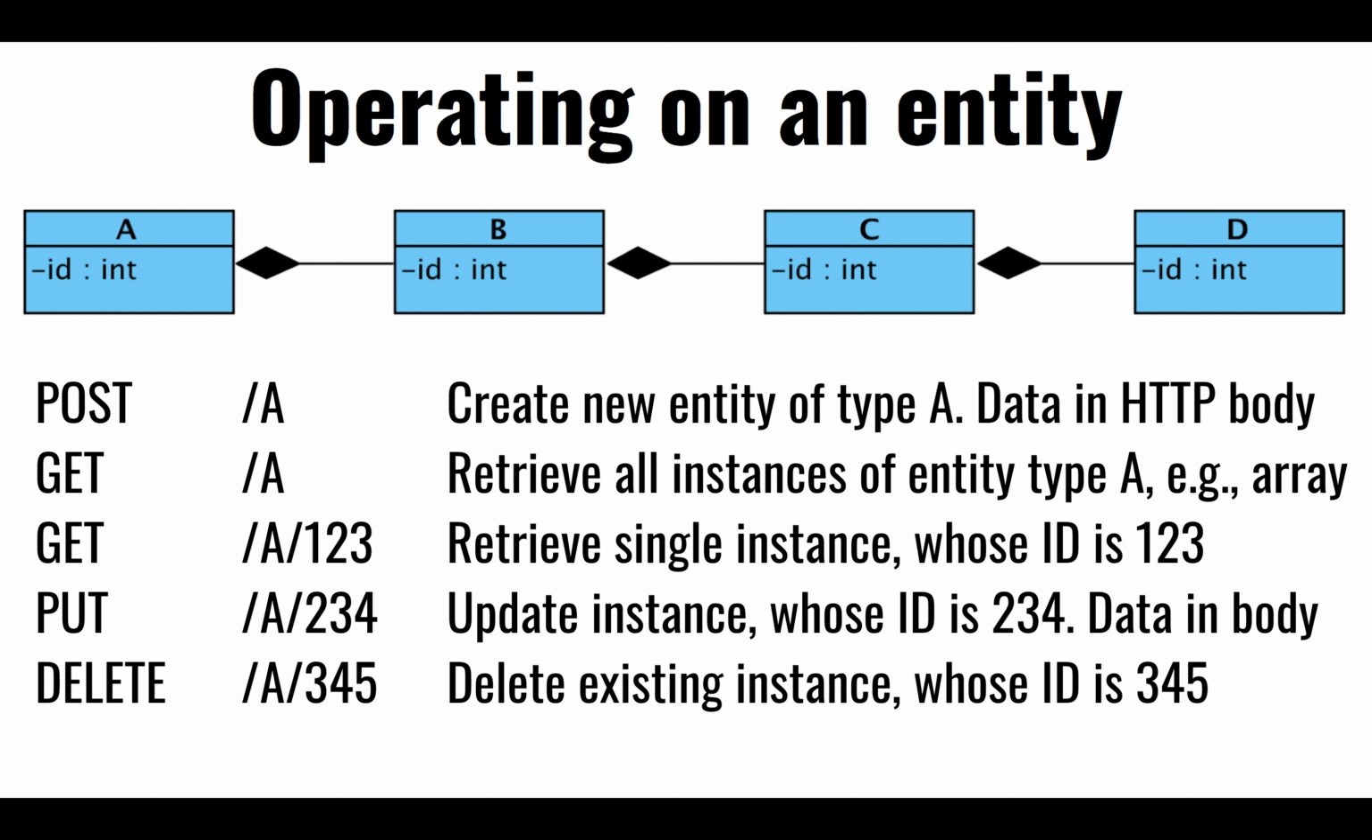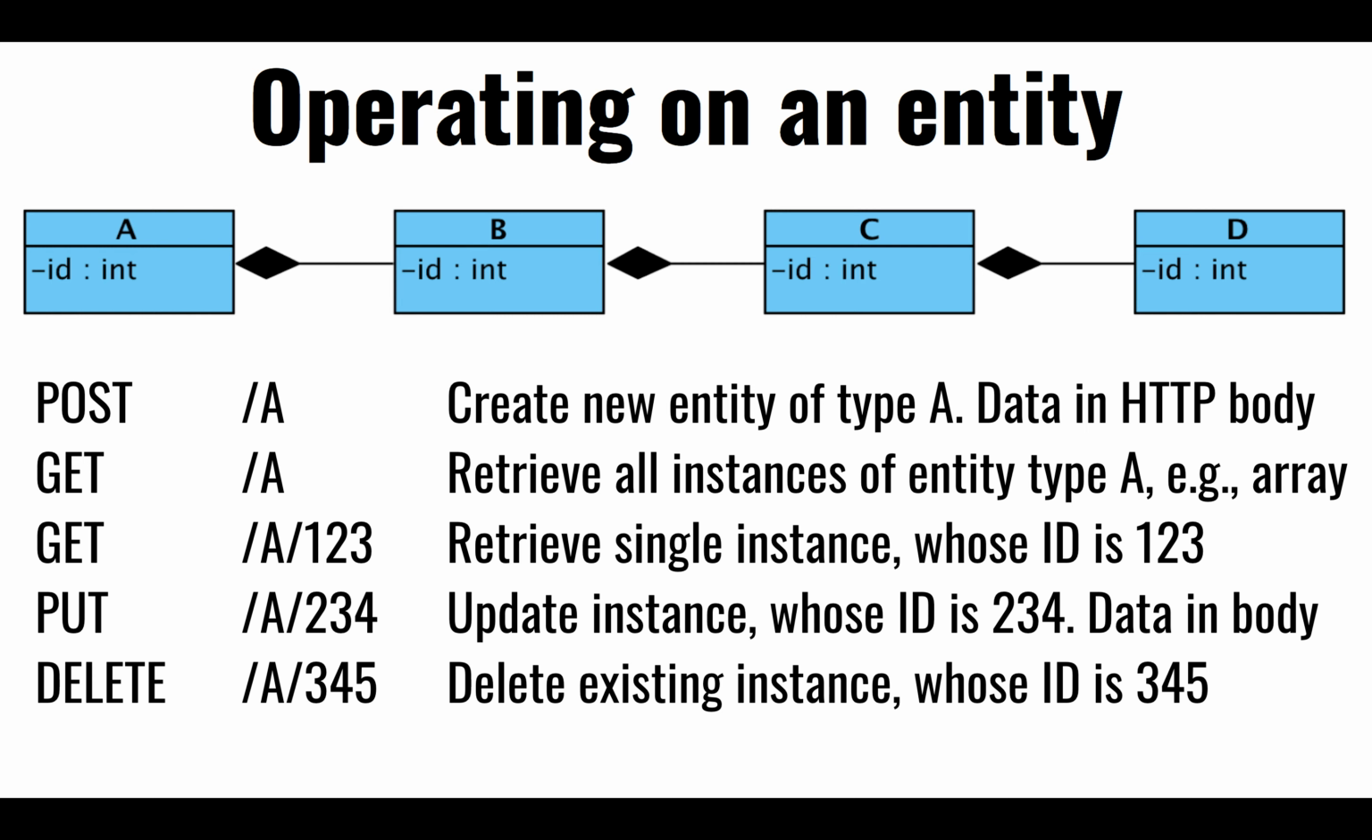So if you want to interact with A, for instance, then you would use a URL based on the class or the table that you want to interact with. In this case, if you want to create a brand new instance of A, then you would say post and then /A. And then the data that you want to create would be part of the body. If you want to retrieve a list of all the A's, all the instances of A, you would say get /A, right? And that would return an array or collection of all the A's.